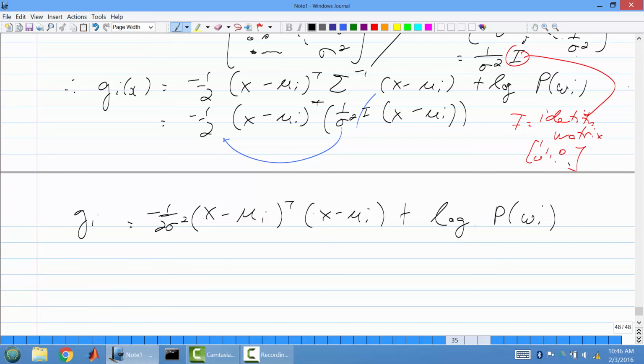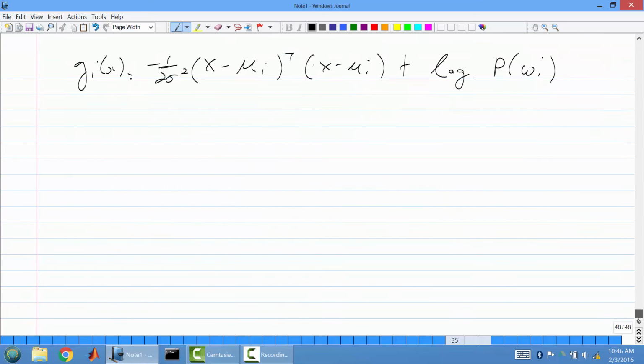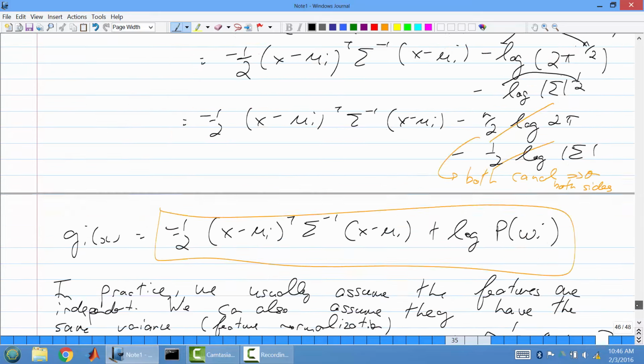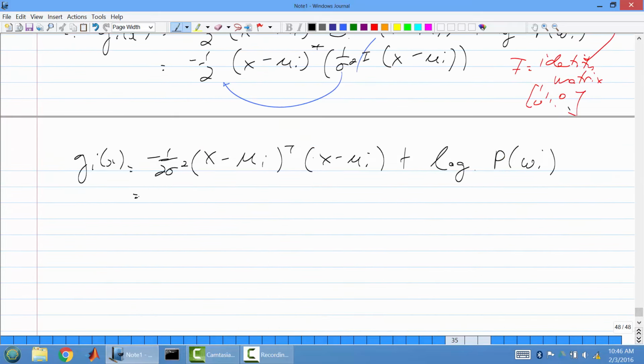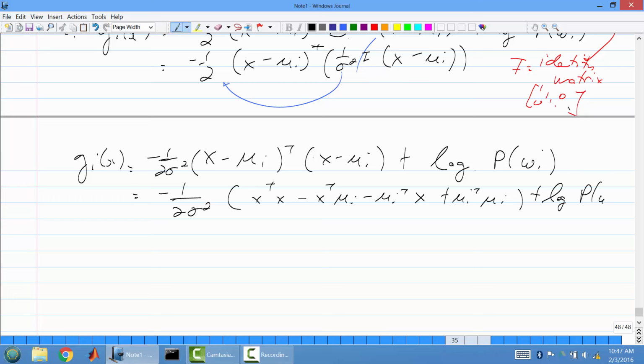So this is the new discriminant. Okay? And then what will happen is I'm just going to use some linear algebra rules. If you multiply this out, you'll get x transpose x minus x transpose mu_i minus mu_i transpose x, and then plus. So this is just expanding it out.